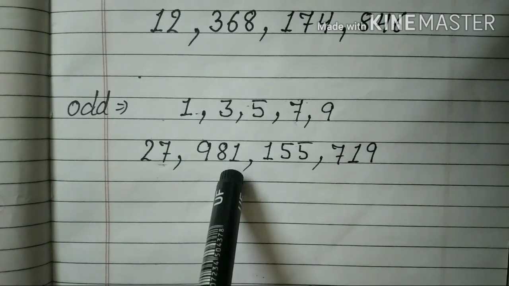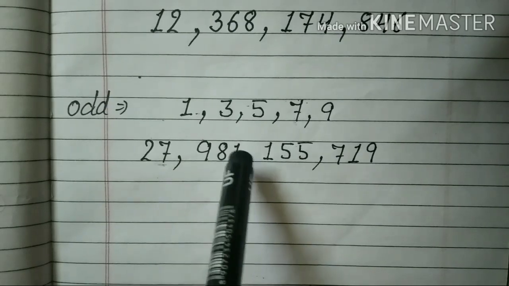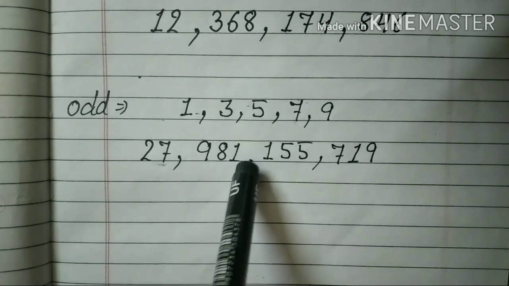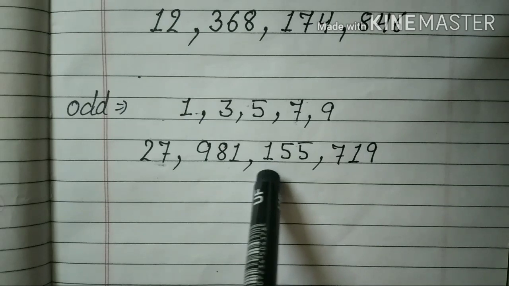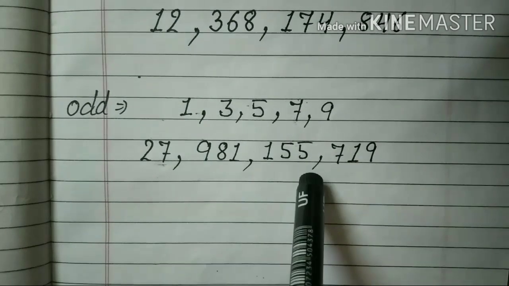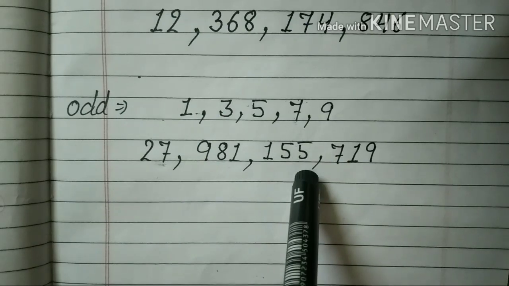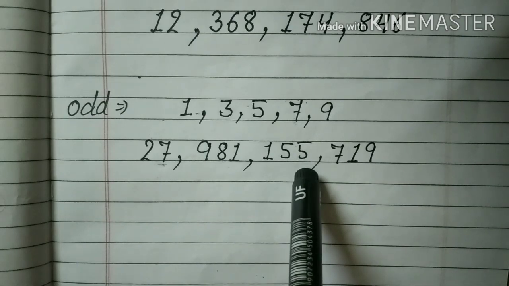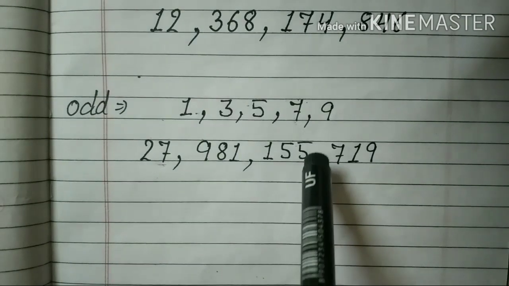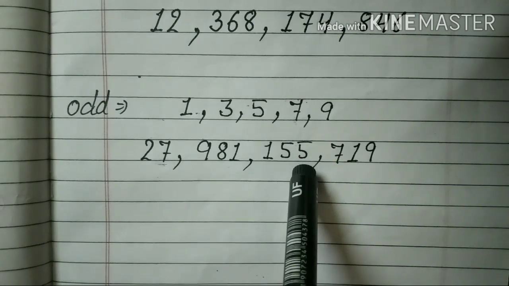Now look at the next number. We will check again the ones place digit. Here we have 1. 1 is not divided by 2. So 981 is an odd number. Now next 155. Here again we will check 5. 5 is not divided by 2 completely. If we divide 5 by 2, the remainder will be 1. So 155 is an odd number.